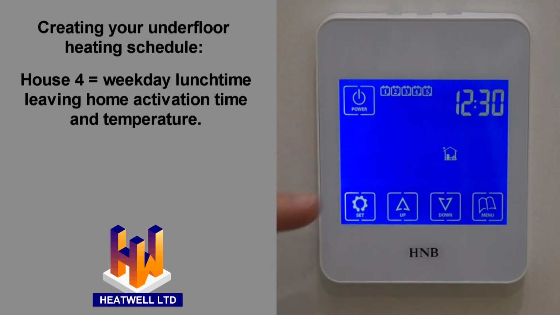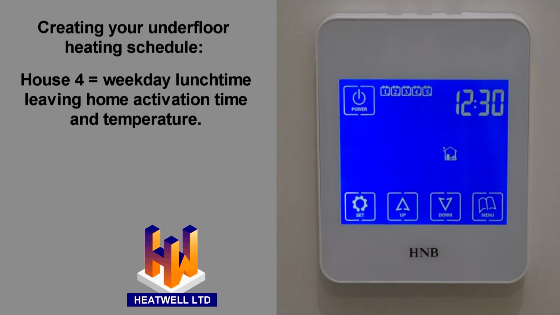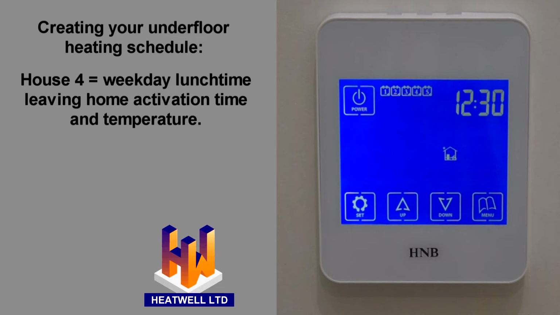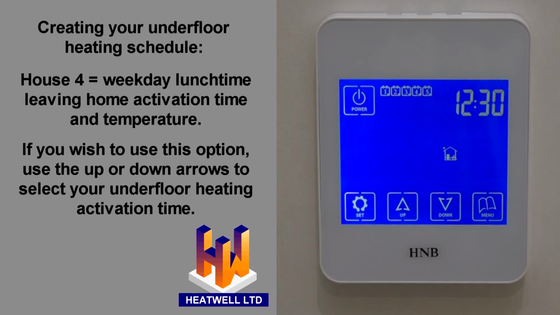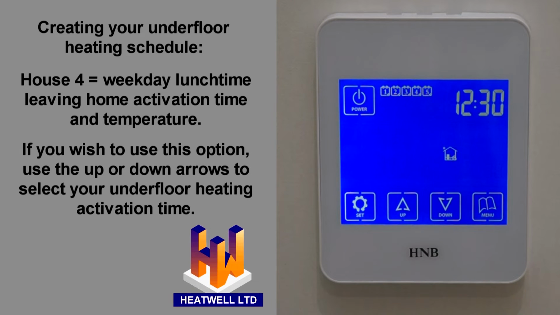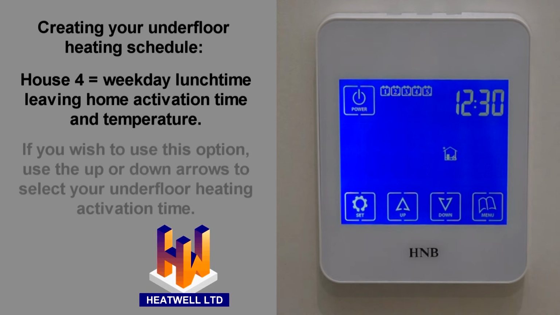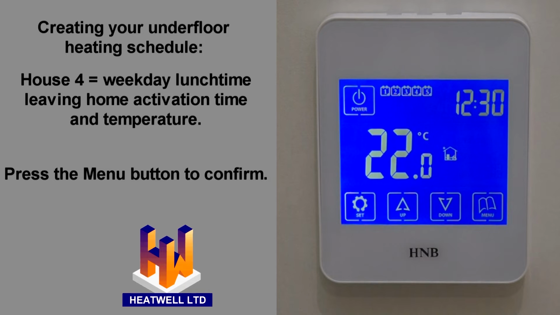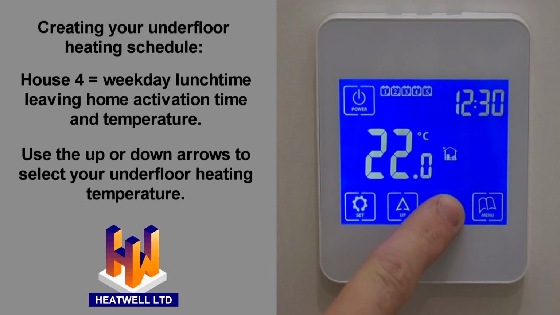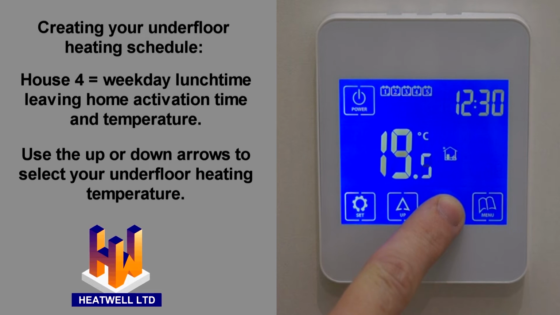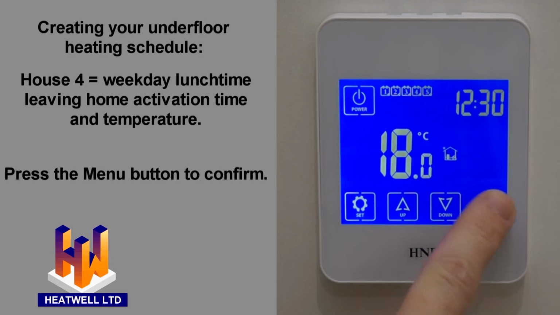The fourth house symbol will be displayed. This is an optional activation time and temperature for leaving home after lunch each weekday in the early afternoon. You'll remember we did not return home for lunch, so we'll leave it at its default time of 12:30 by pressing the menu button, and then we'll keep the temperature down to the same as before, 18 degrees. Press the menu button to confirm, and we'll move on to the next time and temperature.